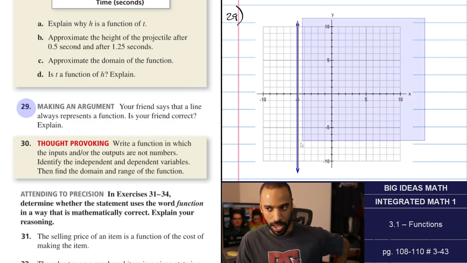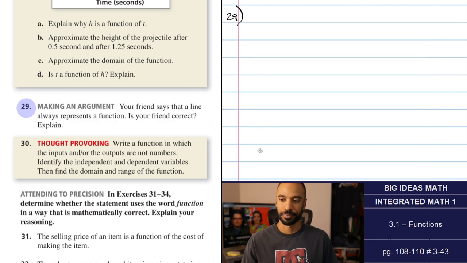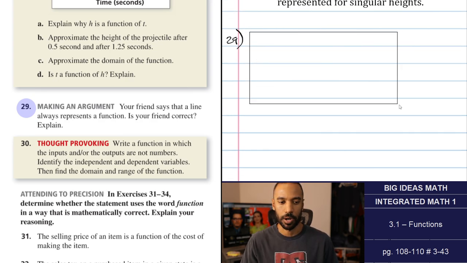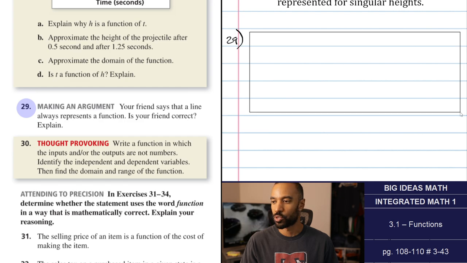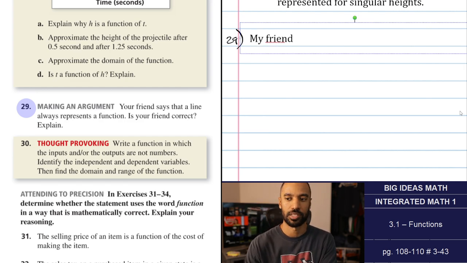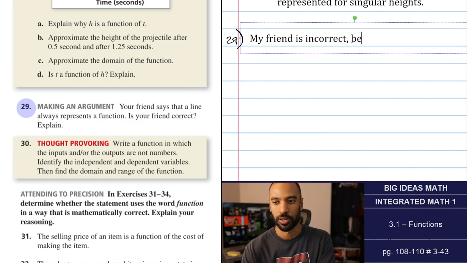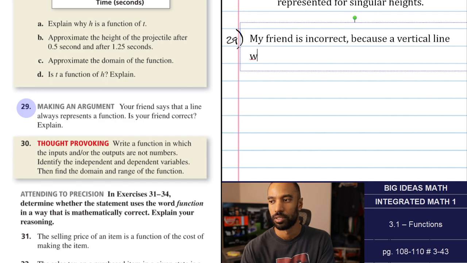So your friend says any line, every line except for a vertical line. Almost correct. Nearly there, but no cigar. So a line always represents a function. My friend is incorrect because a vertical line would fail the vertical line test.